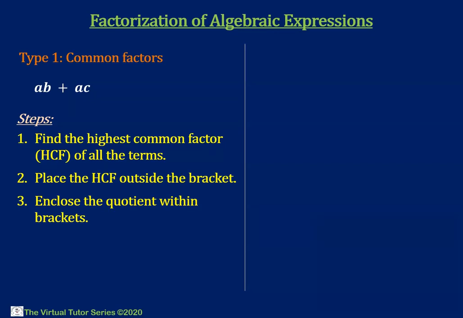To demonstrate this, let's go back to our original expression, AB plus AC. The HCF of AB and AC is A. So we bring A outside. Open the bracket. AB divided by A is B, and AC divided by A is C. So we put B plus C inside, then close the bracket.